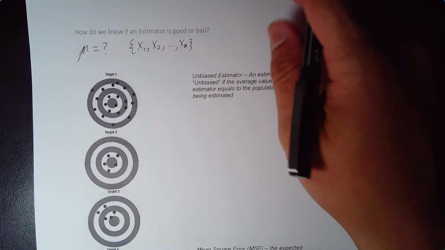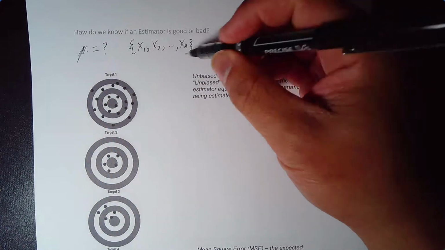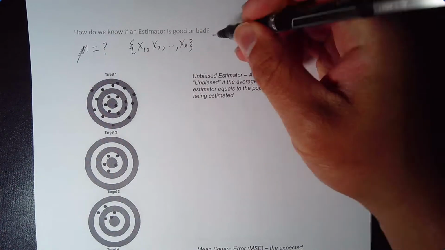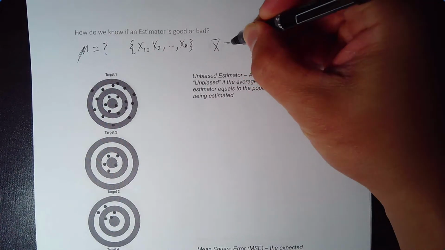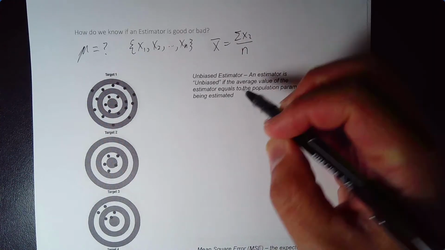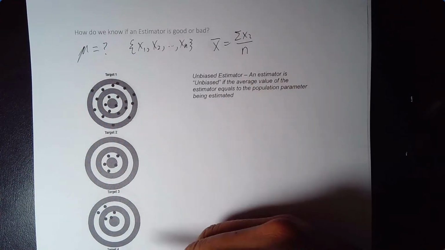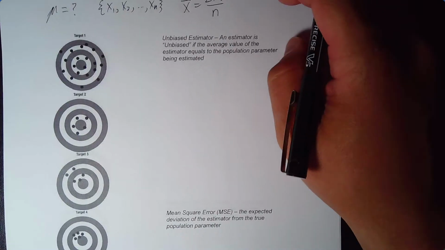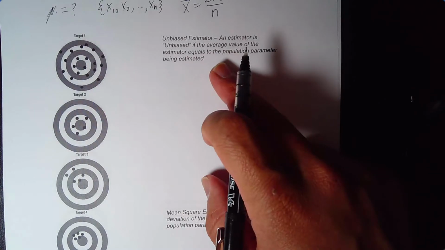As I said before, the one we will always use now is x bar, which is simply the summation of xi divided by n. But why is this a good estimator? There are a couple of characteristics that we will focus on. The first one is unbiased. x bar is unbiased.